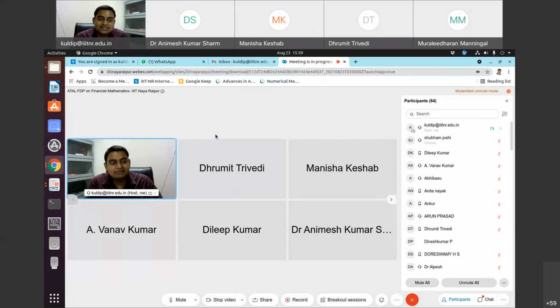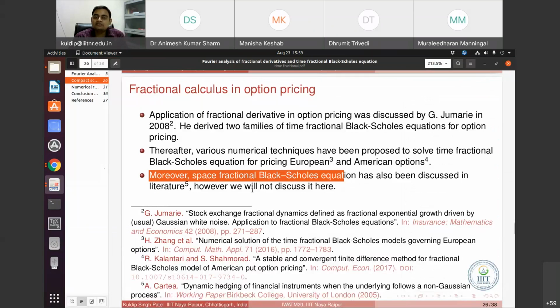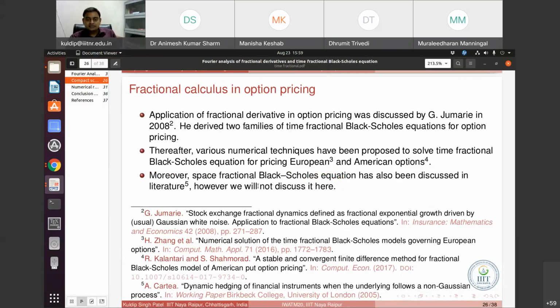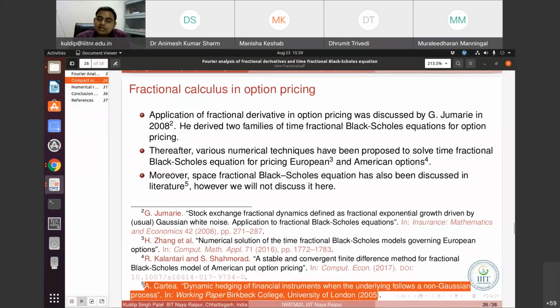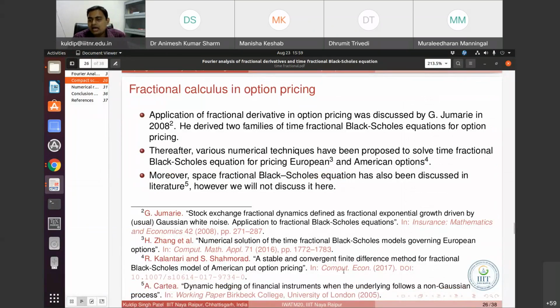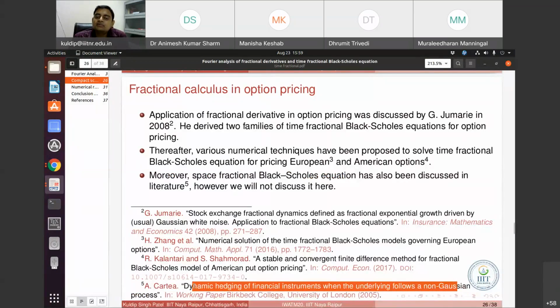So, okay, coming back to the numerical aspect of this time fractional, space fractional equation. This is actually a paper by Cartier. What I was talking about, Cartier has written two papers, one in 2005 and one in 2007. I'll be discussing this 2007 paper a little later. In that paper, they have written this line specifically, that we are just giving you the alternative. I'm not saying it is a good alternative or a bad alternative.